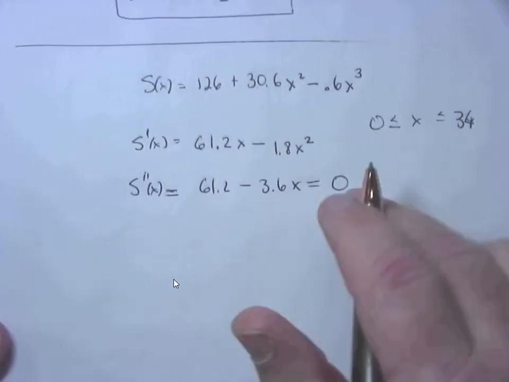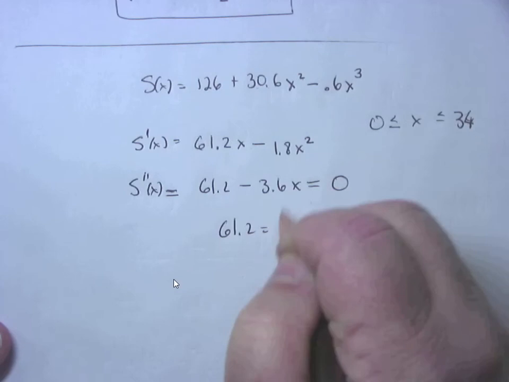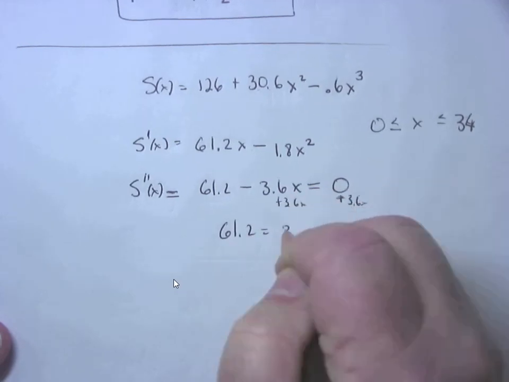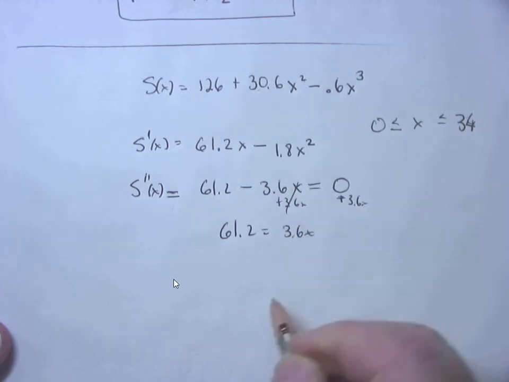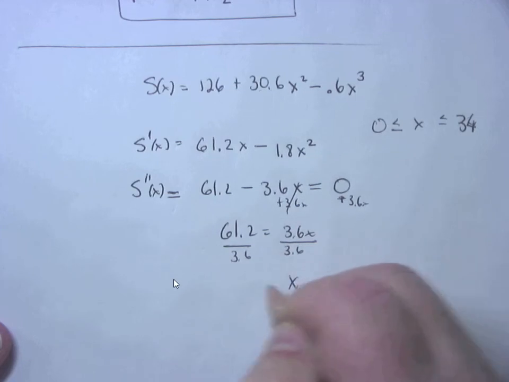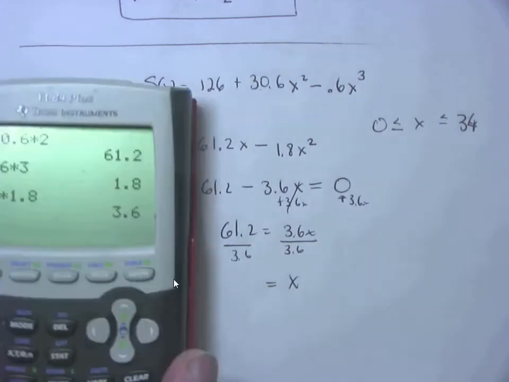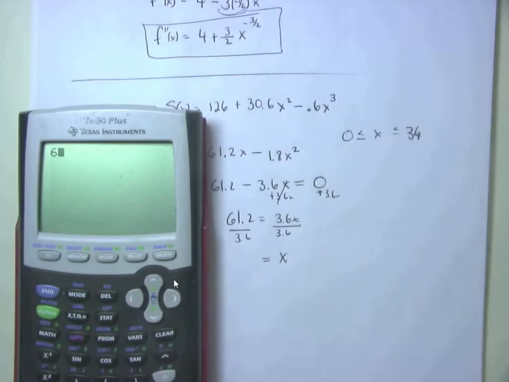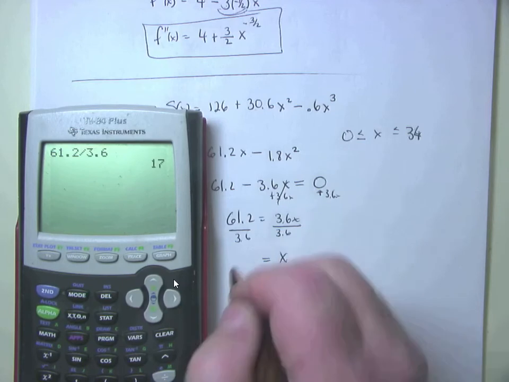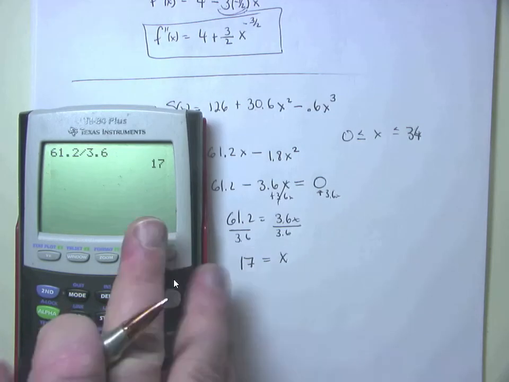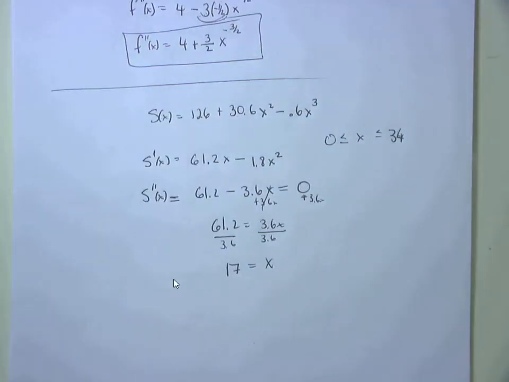So I'm going to move this term to the other side. So 61.2 equals, add 3.6x to both sides, gives me 3.6x. And then I'm going to divide by 3.6 on both sides. And I get x is equal to, grabbing the old handy dandy calculator, 61.2 divided by 3.6 is 17. And I always feel better when you get a nice answer like that, 17. All right? But I'm going to show you that this is going to be the hypercritical value.